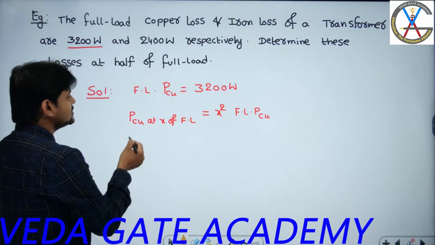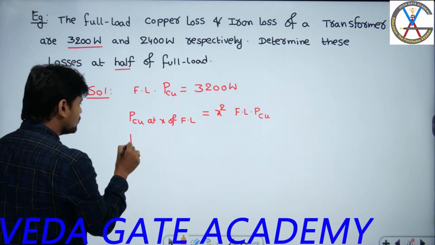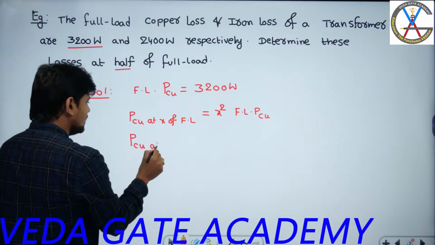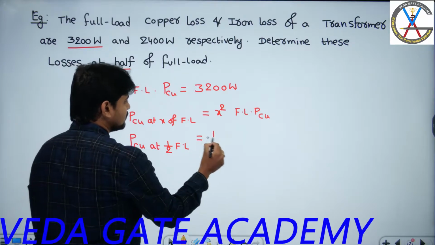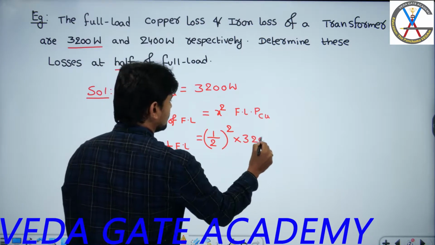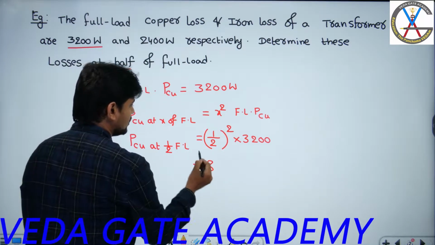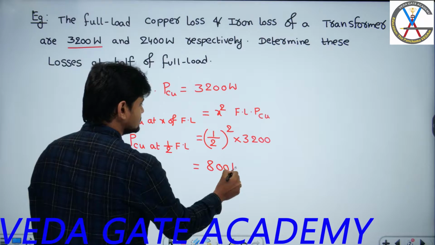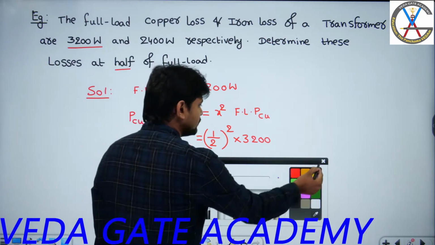Now, my interest is, what is that X value I need to calculate at half of the full load. So, I am going to get copper losses at half of the full load is equal to, X value is 1 by 2, substitute (1/2) whole square times full load copper losses. Okay, so full load copper losses, so you are going to get how much? 800 watts is my copper losses at half of the full load.